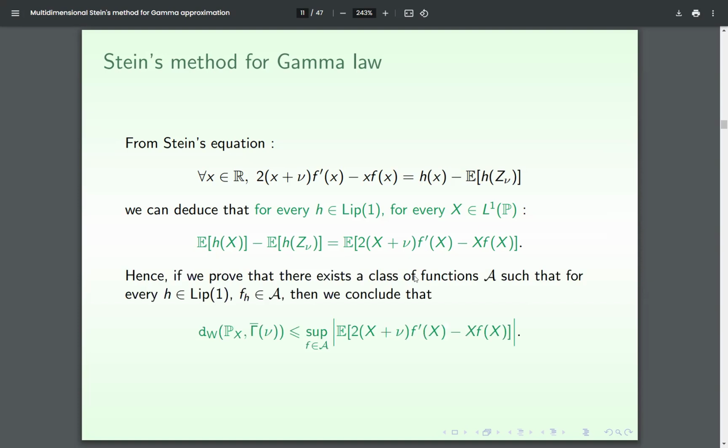And consequently, we have a bound when we take h being Lipschitz, for example. If we can show that we can find a solution f depending on h, which belongs to a large class of functions capital A, we can in fact bound the Wasserstein distance between the law of capital X and the gamma distribution with parameter mu by this formula, the supremum over a certain class of functions f of the expectation of it. And in fact, the Stein's method for gamma law can be extended, as I will show next.